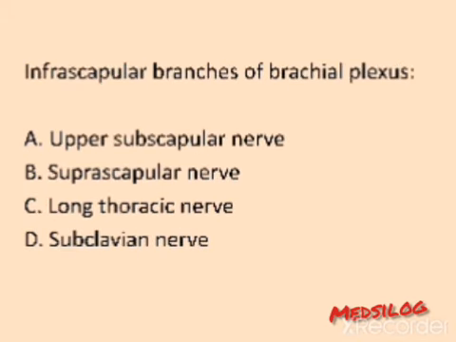Infraclavicular branches of the brachial plexus. If you say infra and supra, the basis would be the scapula. Above the scapula, suprascapular. Below the scapula, infrascapular. So which of the following is a branch located below the clavicle? Upper subscapular, suprascapular, long thoracic, or the subclavian nerve? Correct answer, suprascapular nerve. It's your suprascapular nerve.